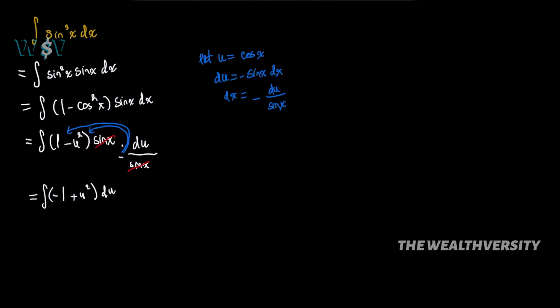The antiderivative of negative 1 is just negative u, and the antiderivative of u squared is u cubed divided by 3.